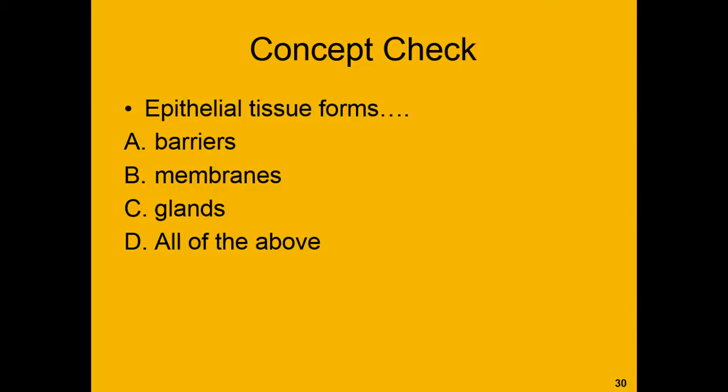So, concept check class. Epithelial tissue forms barriers, membranes, glands, or all of the above. Go ahead and rewind the video to get me an answer, or you can pause it and check your textbook and or notes. 5, 4, 3, 2, 1. The correct answer is D, all of the above.